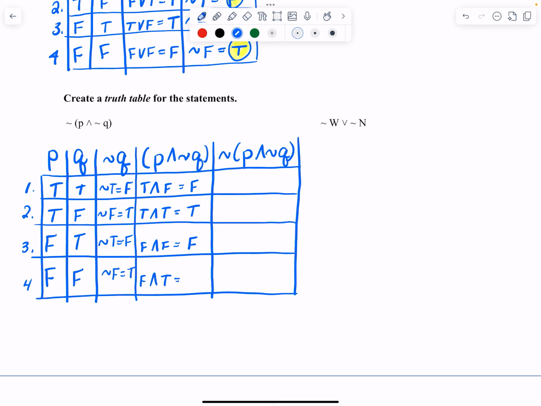False and true is false. Again, with and, the only time it's true is when both P and Q are true. Okay, so let's go ahead and look at the negation of what we just found.